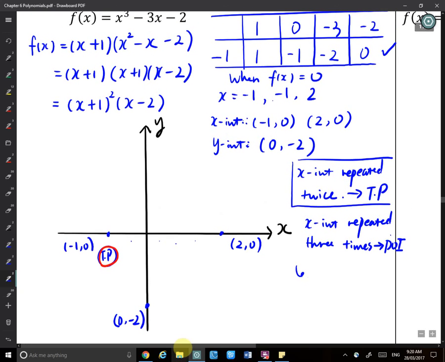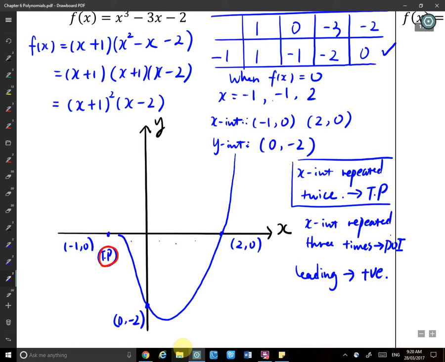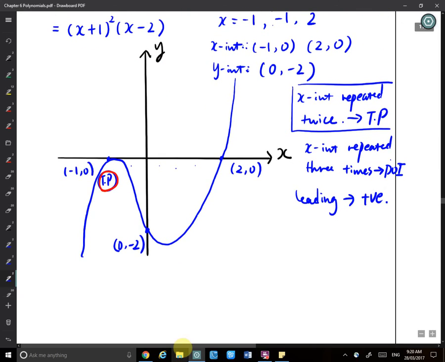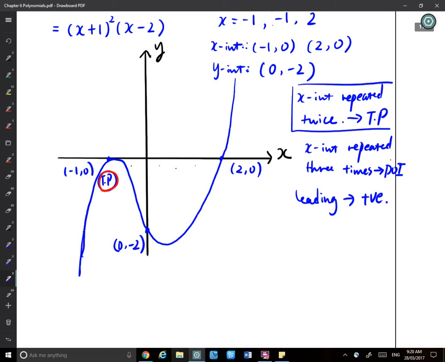The leading term is positive, so I'll start from the top right. I'll go through here, I'll go to here. But that should be a turning point, so I'm not going through it. I'll turn down here. So that's the shape of the graph. That point becomes a turning point. So at minus 1, 0, instead of going through, I will turn down quickly. Yeah, turn down at that point. So that's the shape of the graph.